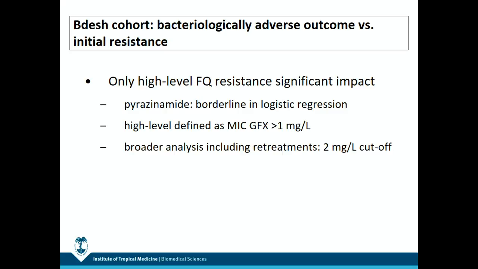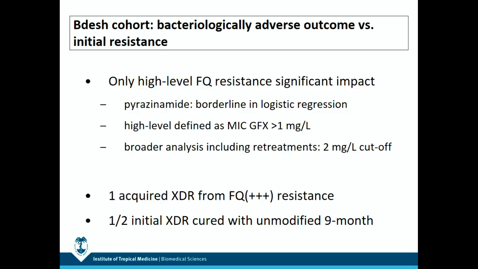It was borderline significant in a logistic regression analysis, but a high-level resistance defined as an MIC of gatifloxacin above 1 microgram per milliliter, which is more or less close to the 2 microgram per milliliter that we have seen for Moxifloxacin. So I will come back to that later. And then there is acquired XDR-TB, there was 1 case of acquired fluoroquinolone resistance. And 1 in 2 XDRs succeeded.